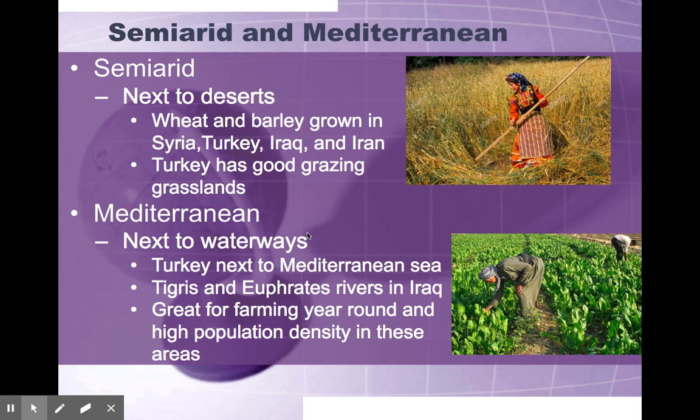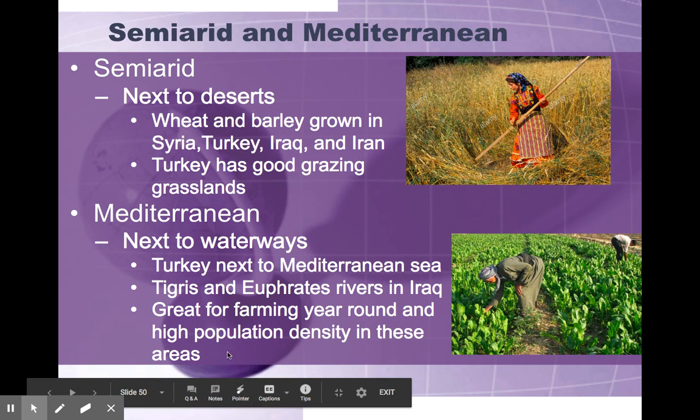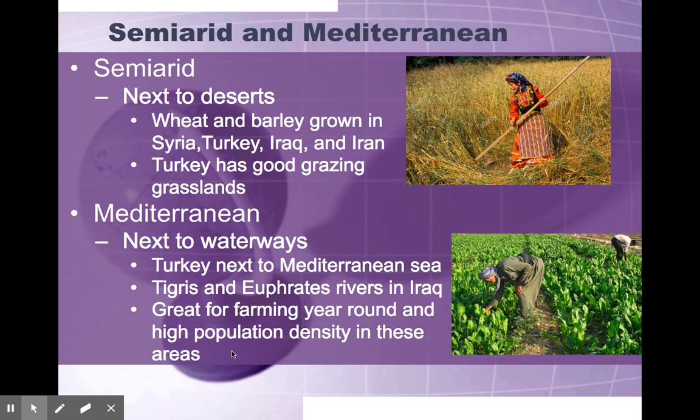So that's really good for farming. You can farm year-round with this climate. It's the Tigris and Euphrates in Iraq, Turkey, and the Mediterranean, and it's good farming. So a lot of high population densities. There have been people, like I said, that lived around these regions for a while because the climate is so good. People can farm year-round when they're next to waterways, with a good climate next to water.